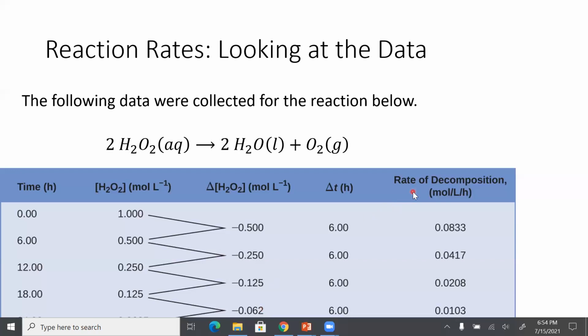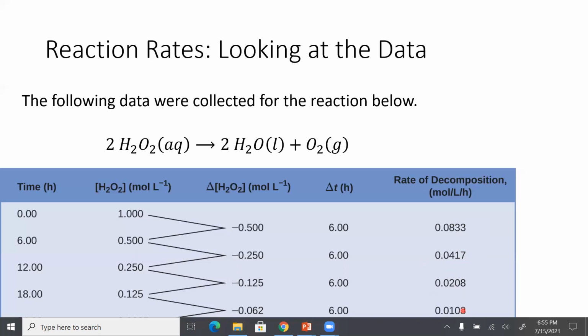So to calculate the rate of the decomposition of the hydrogen peroxide, we would take the change in concentration and divide it by the change in time. So -0.500 divided by 6, there actually should be a negative sign here. These should all have negative signs. -0.0833. And then after the next time period, -0.0471, and then -0.0208. The rate is going down as the reaction progresses because more and more of the reactant is being decomposed.